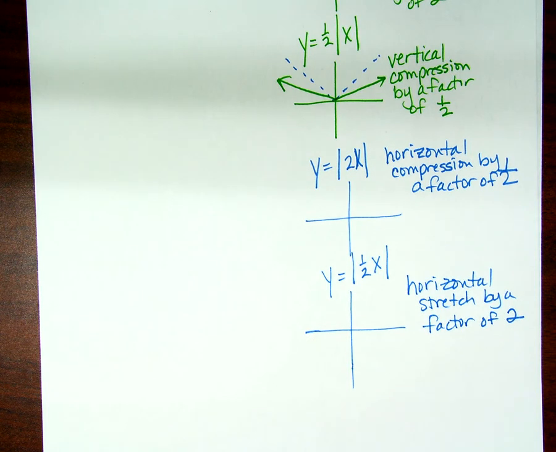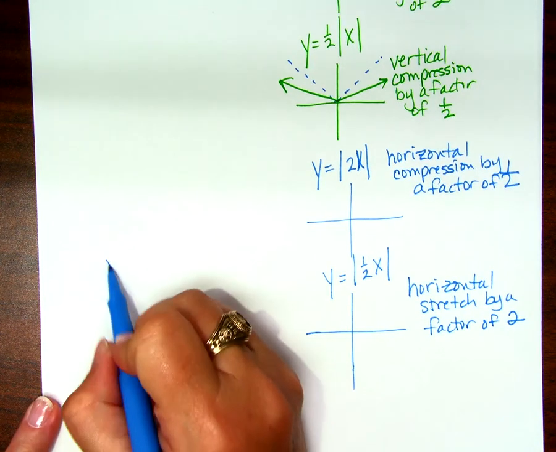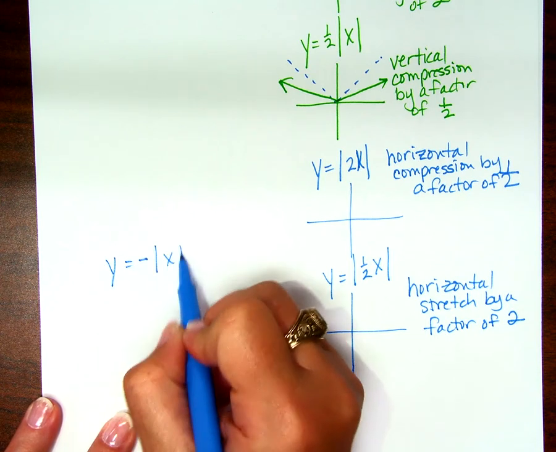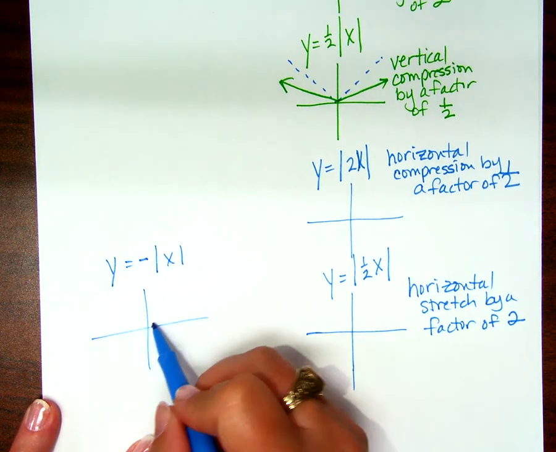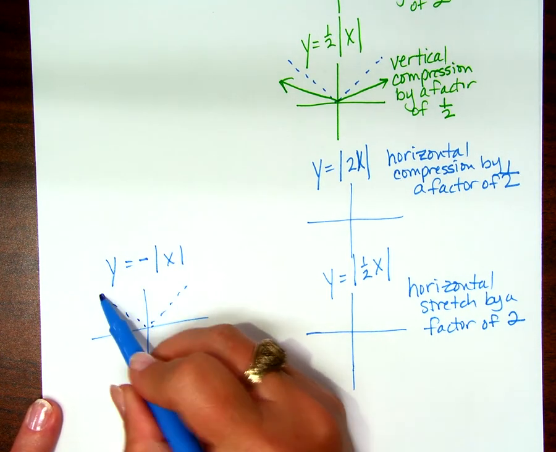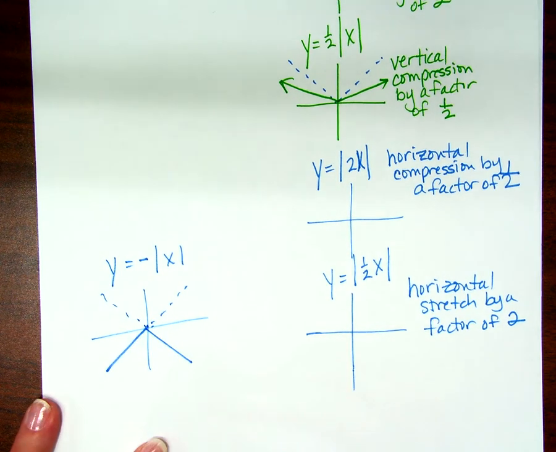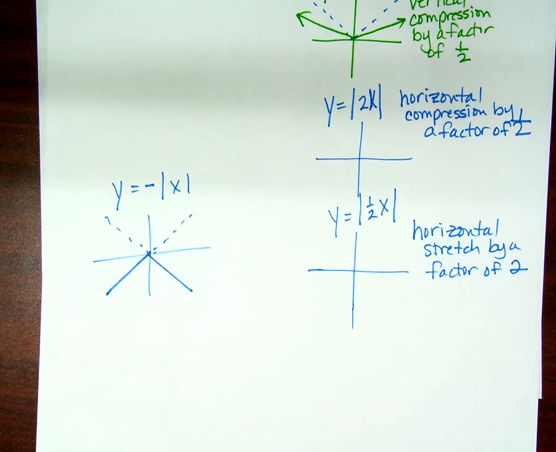Reflection is the only thing we didn't get to. Reflection, what do you think causes a reflection? A negative in the front. Okay? If it says y equals negative absolute value of x, the parent looks like this. The actual function looks like this. Okay? Any questions about that?